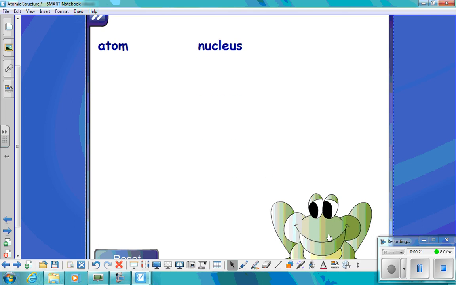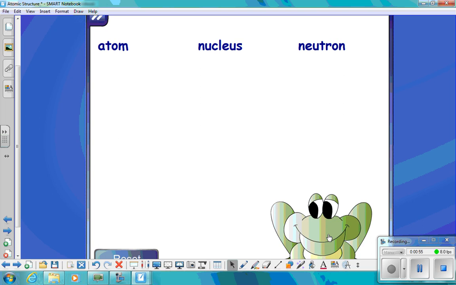Nucleus. Nucleus is the centermost part of an atom. It is tiny, it is dense because it has all the mass of the element, and it's in such a tiny area of the atom. The atom is virtually mostly made up of empty space, and it has an extremely small and dense nucleus that consists of protons and neutrons. And there's an electron cloud that surrounds this nucleus that contains electrons.